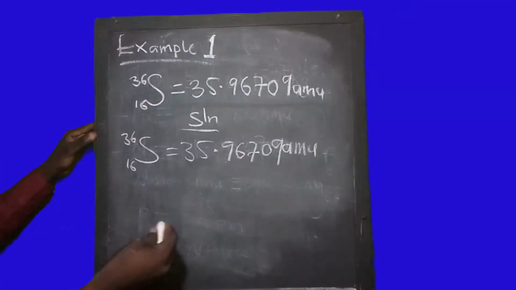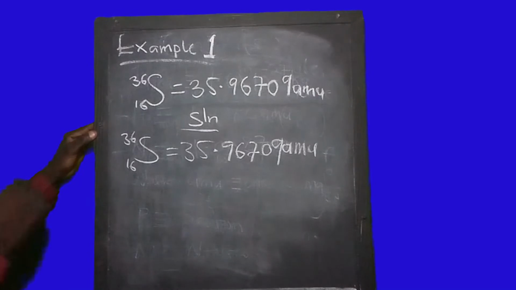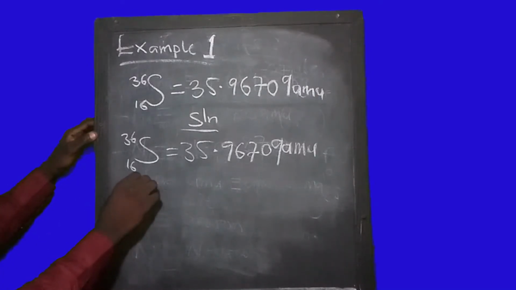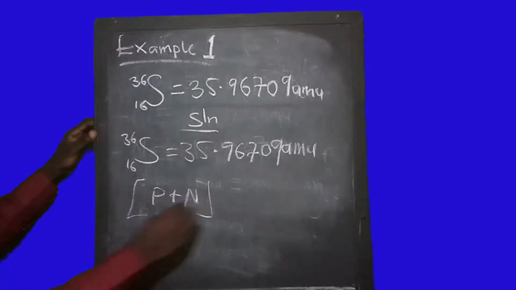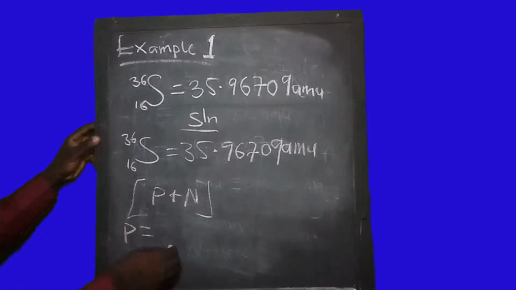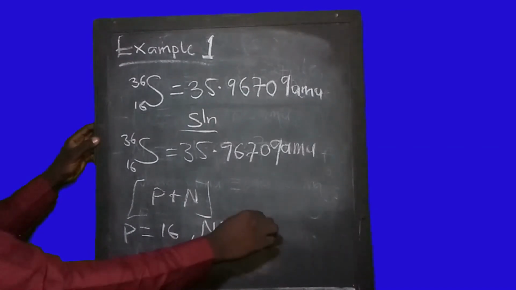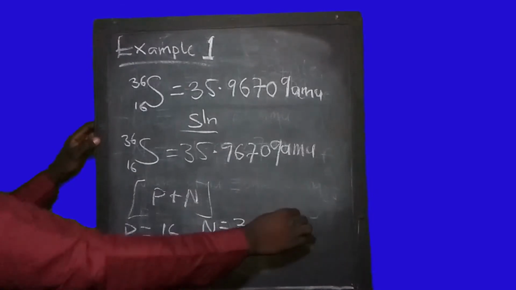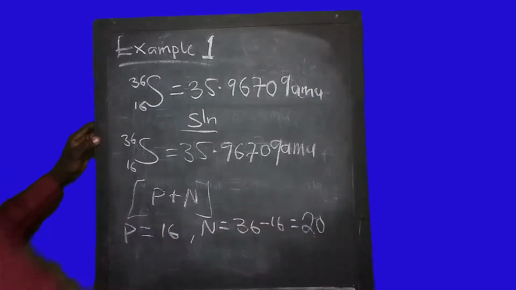you need to memorize and master those constants. Why? Because you must first add the proton and neutron of each and every element given to you. So here we have our P as 16, as everybody knows, and our N equals 36 minus 16, which is equivalent to 20. So our neutron here is 20.